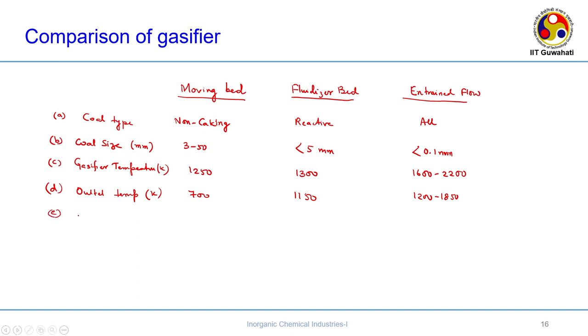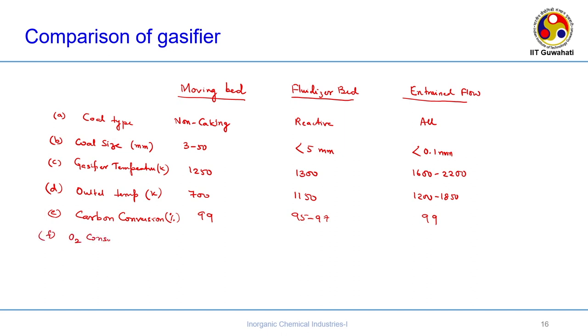Then E, carbon conversion. How much is the conversion? How much have I fed in, and how much has it converted? So, it is almost 99% converted. Here it will be close to 95 to 97%, here it will be 99%. As I told you, in fluidized bed, because the char particles get separated in the cyclone, the conversion is not at all 100%.